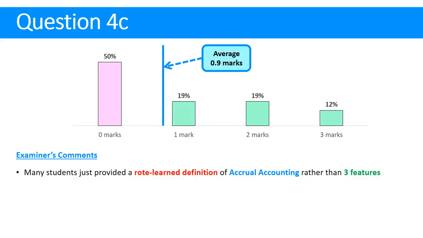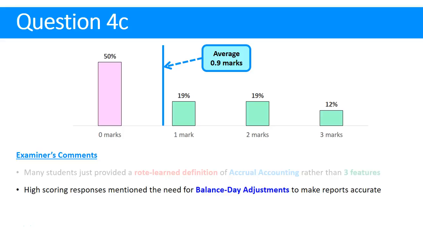Looking at the examiner's comments, many students just provided a rote-learned definition of accrual accounting. How is it calculated? How does it calculate profit? But didn't really give any features. We want 3 features. So if you just say it's revenue earned less expenses incurred, well, that's 1, but that's not it. That's just a definition. So we don't really have 3 features if that's all you're going to talk about.